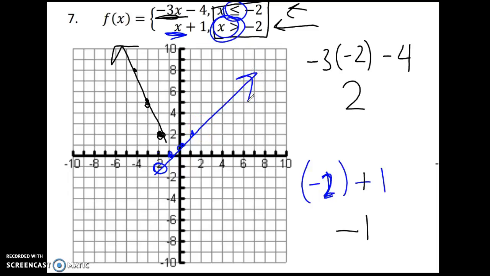So again, when you're trying to graph piecewise functions, I would plug in the point for the given piecewise function at the intervals and then use the slope to graph where it's going. This one was less than, so it's going to go off to the left. This one was greater than, so it's going to go off to the right. And I use my slope to see which direction things are going.